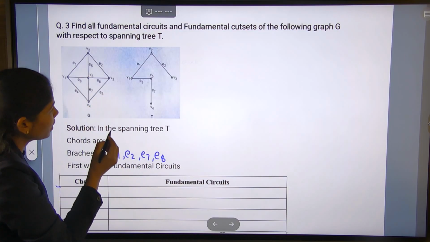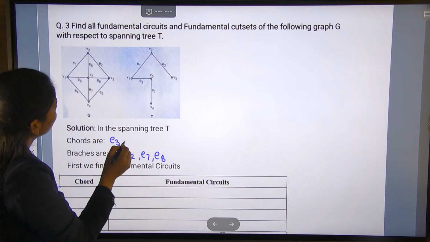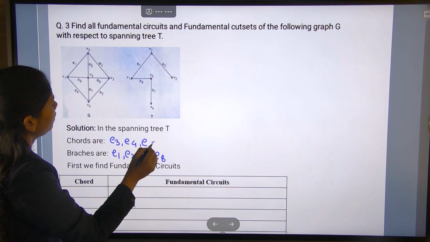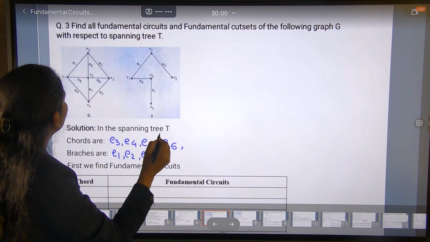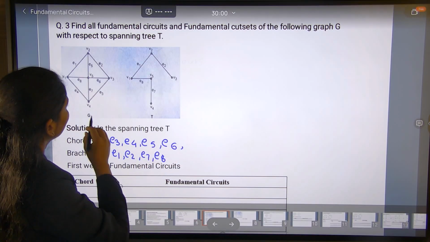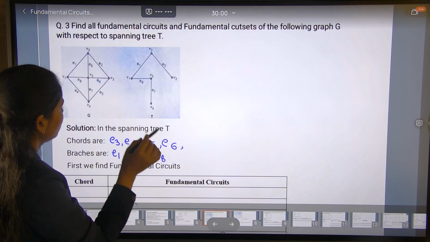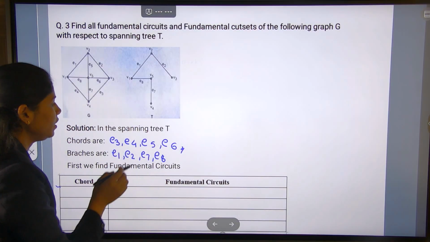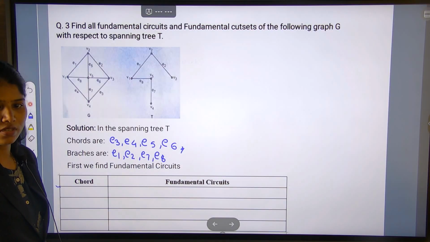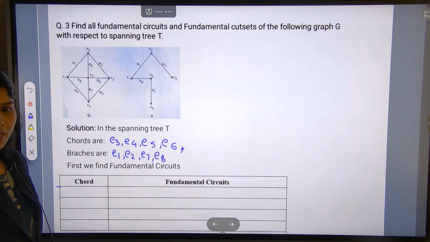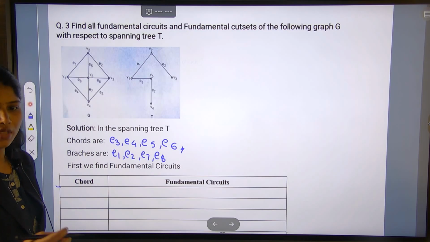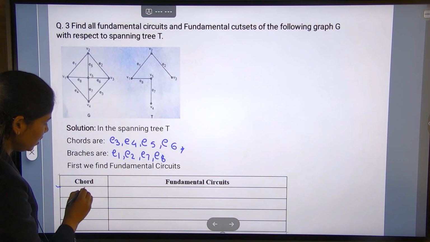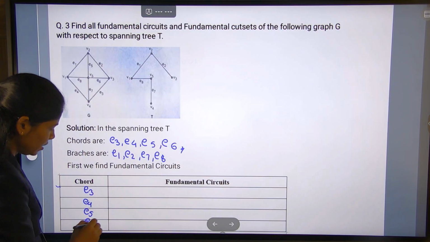Here we can see that E3, E4, E5, E6, a total of 8 edges, are there. So E3, E4, E5 and E6 are the chords. First we find the fundamental circuits. For fundamental circuits we know that we need the chords. So write down all the chords: E3, E4, E5 and E6.